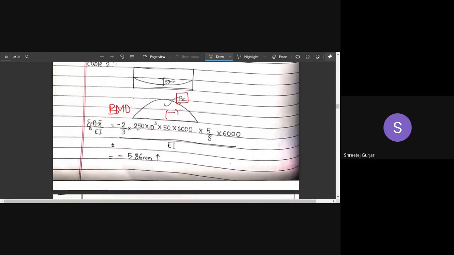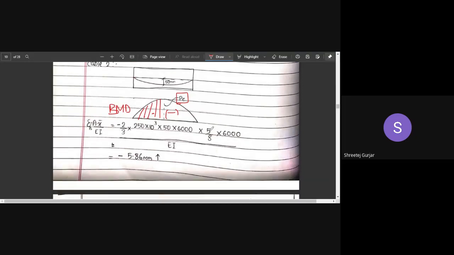It is P into E, right? P is given to us. E is what? 50 mm. So area we need to find out. This is the particular area which we are concerned with. Half area multiplied by the centroid of that. That is nothing but 5 by 8 of what? Of 6,000. Total span is 12, right? Half of it will be 6. So 5 by 8 of 6. Okay, so this is x bar, this is your area, and minus because the BMD is minus.